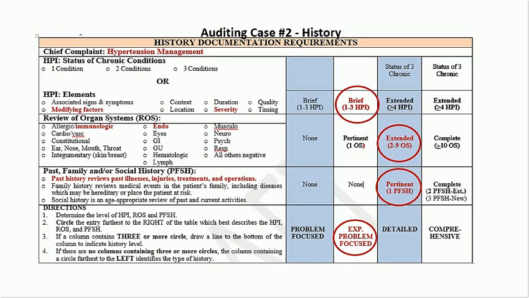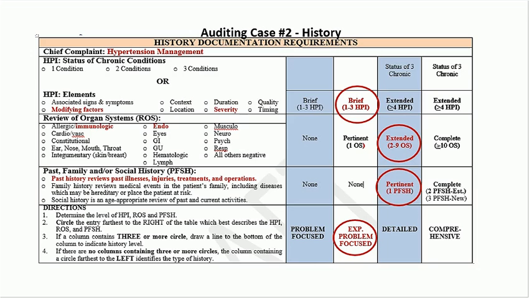The chief complaint is documented as hypertension management for Case 2. The HPI elements supported are modifying factors because the patient is checking their blood sugar 4 times per day, which is helping her maintain her blood sugar levels. Severity is credited for the blood sugar and blood pressure readings at home. This gives us a total of 2 HPI elements, so we would circle the second column.